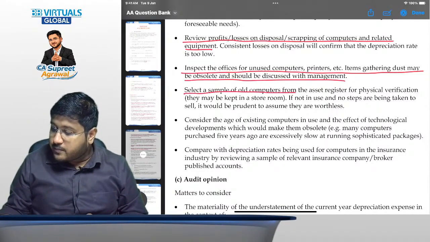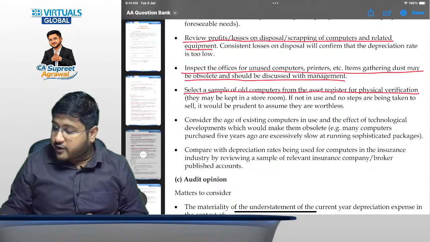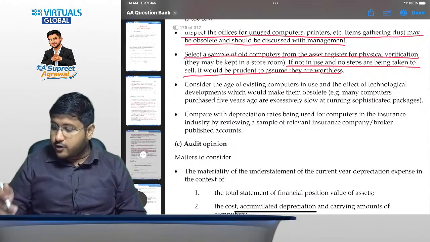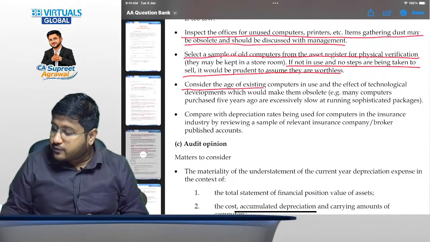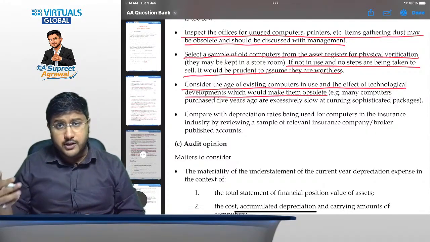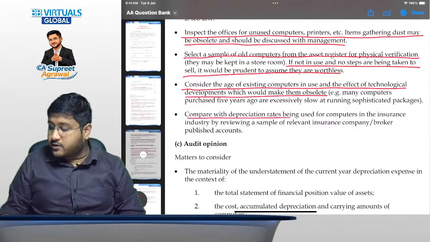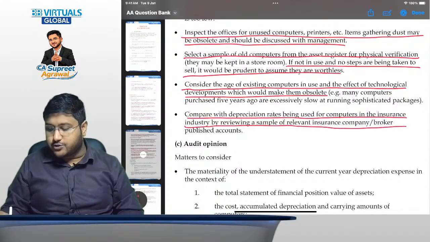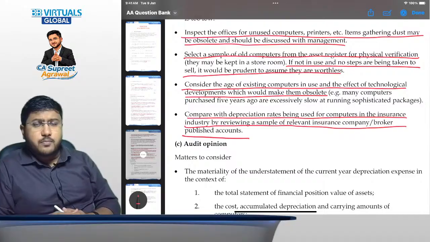Select a sample of old computers from the asset register for physical verification. If not in use and no steps are being taken to sell, it would be prudent to assume they are worthless. So the depreciation rate should be more and not 10%. Consider the age of the existing computers in use and the effect of technological developments which would make them obsolete in the near future, and compare with depreciation rates being used for computers in the insurance industry by reviewing a sample of the relevant insurance company or broker published accounts.